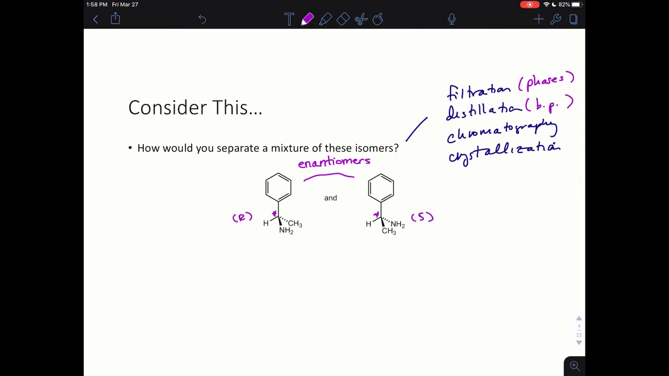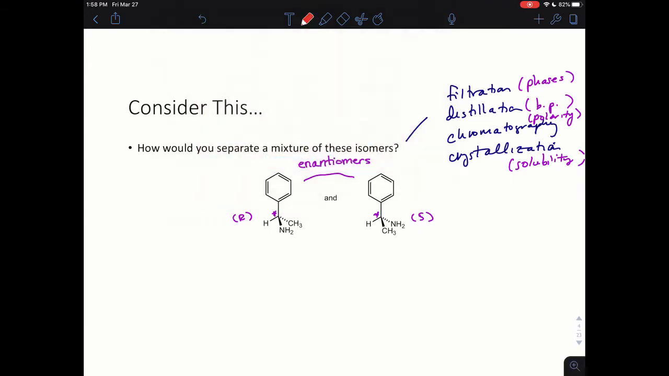For distillation, you use boiling point, different boiling points. Will these two molecules have different boiling points? No, enantiomers have the same boiling point. Chromatography, it exploits differences in polarity. Polarity is a physical property, and these molecules will have the same polarity. And then finally, crystallization. This exploits solubility. Well, these two molecules will have the same solubility.